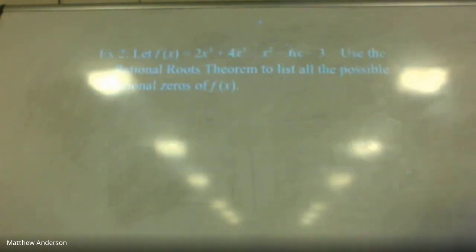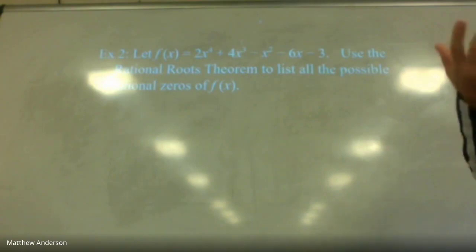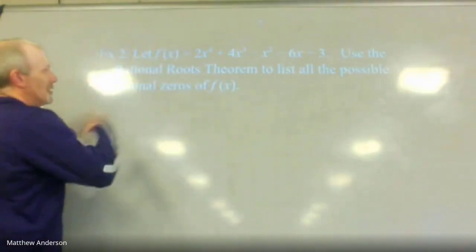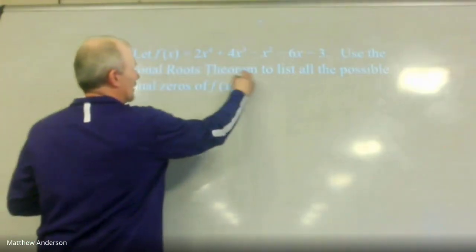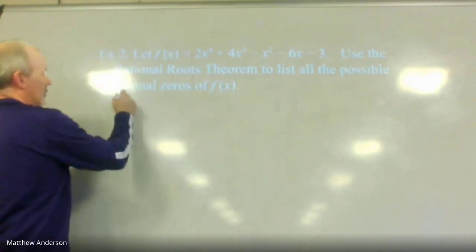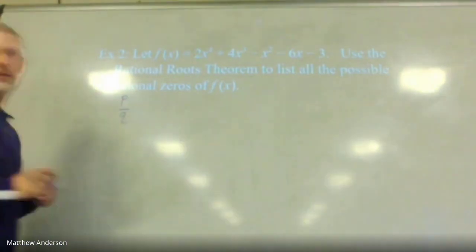All right. So let's take a look at example 2 here. It says let f of x equal 2x to the fourth plus 4x cubed minus x squared minus 6x minus 3, and use the rational roots theorem to list all the possible rational zeros. Okay, so we're not actually going to figure out what the zeros are now. We're just going to write down the possibilities. What could happen? Okay. So what we want to do is when we see this phrase, the rational root theorem, we want to think that we're talking about p over q. Okay, we're talking about a fraction.